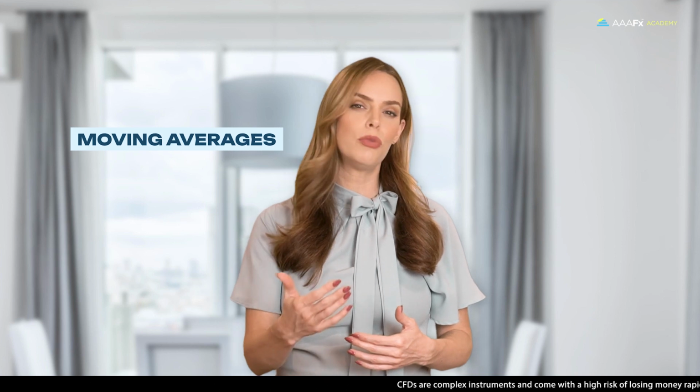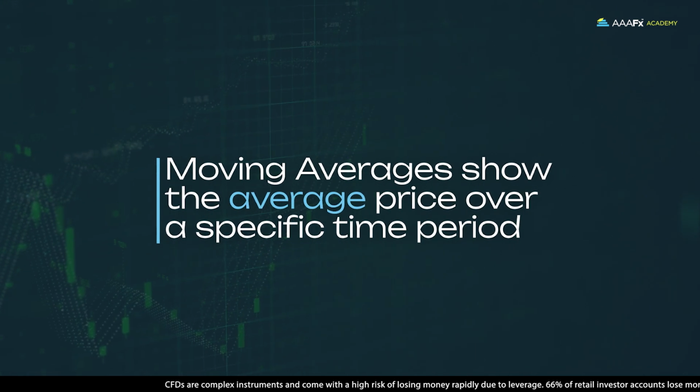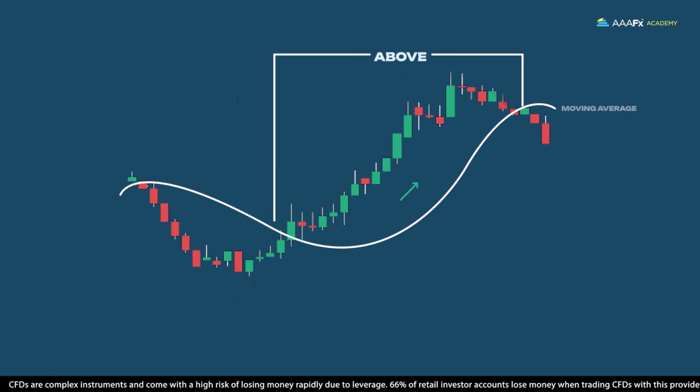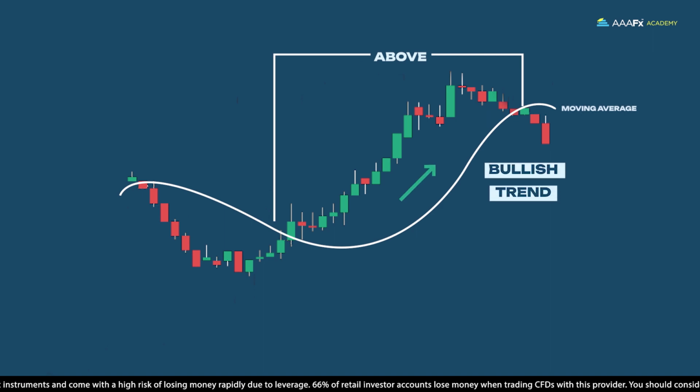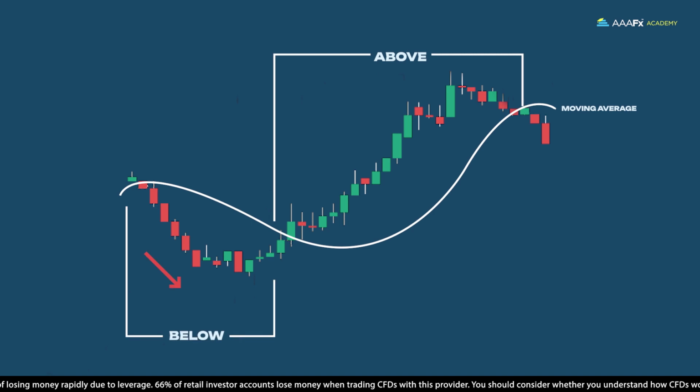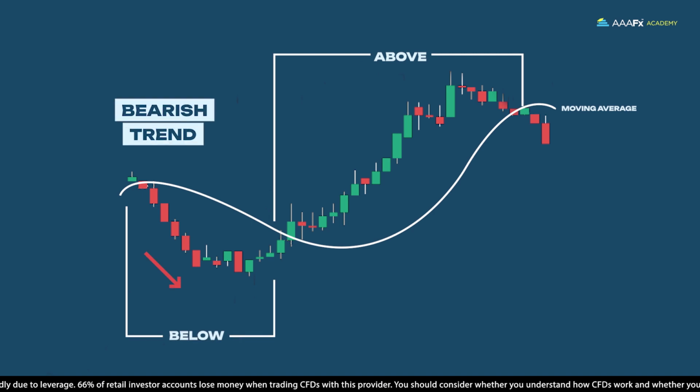Let's start with moving averages. Think of moving averages as a way to smooth out the bumps in price data. They show the average price over a specific time period. When the price is above a rising moving average, it's a sign of a bullish trend. On the other hand, if the price is below a descending moving average, it indicates a bearish trend.